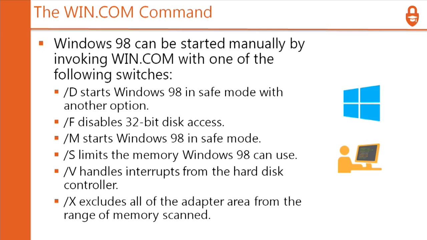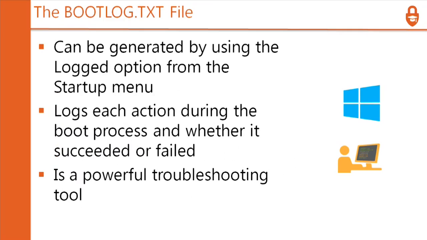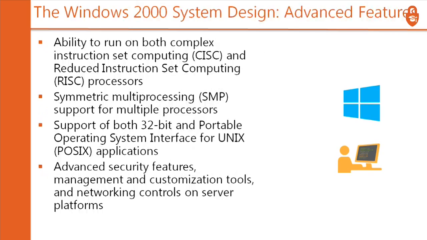The -V, as in Victor, handles interrupts from the hard disk controller. And the -X, as in X-ray, excludes all of the adapter area from the range of memory scanned. The BOOTLOG.TXT can be generated by using the logged option from the startup menu. It logs each action during the boot process and whether it succeeded or failed. It is a powerful troubleshooting tool.